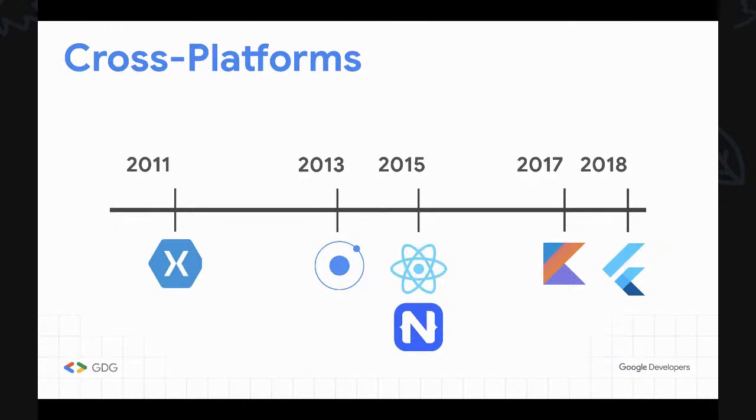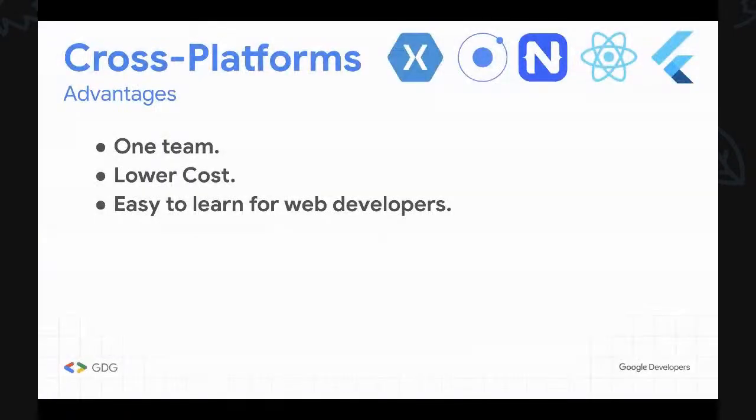Flutter was born in 2018. It's an open source UI software developed by Google, and it's used to develop applications for Android, iOS, web, and even desktop. All these cross platforms have advantages. We can save time by developing our application once and having many targets. We also need only one team for the development, so we can save money.